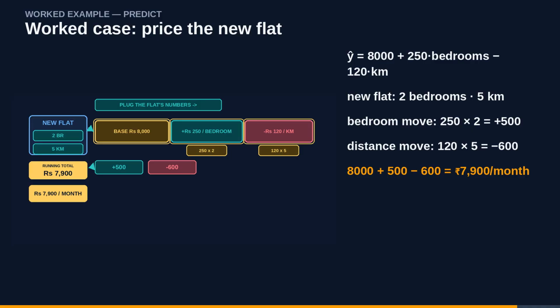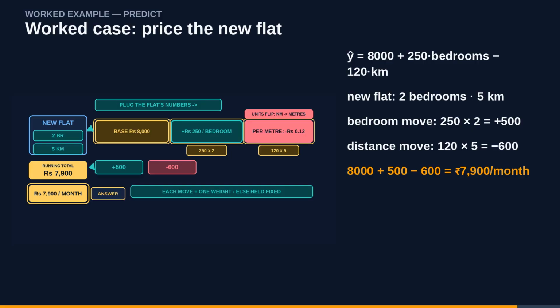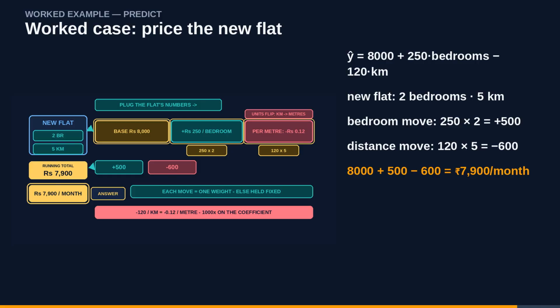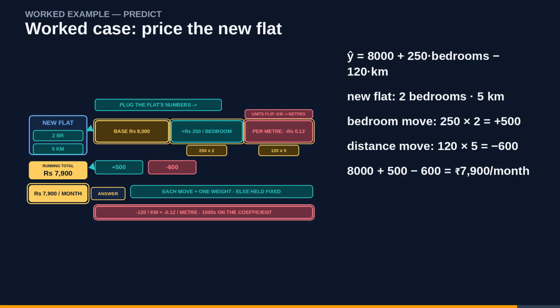Notice each move is a weight doing its one knob reading. Per bedroom, per kilometre, everything else held fixed. 7,900 rupees a month. The trap: check the units on every column before reading a slope. The same fitted effect is minus 120 per kilometre, but only minus 0.12 per meter. A 1,000-fold change in the coefficient from the units alone, with the flat's predicted rent unchanged.